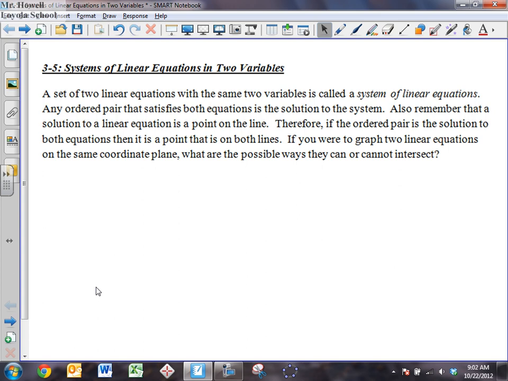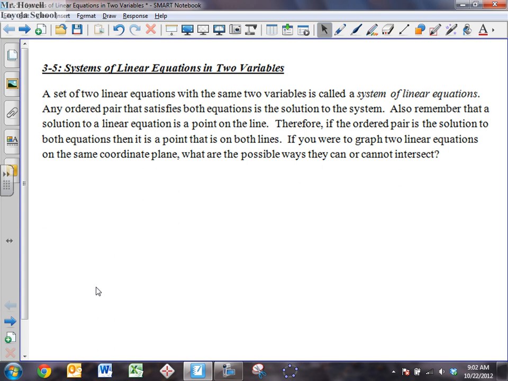All right, so section 3.5 says, first of all, does anyone want to read for us? Nice and loud and clearly, Summer? A set of two linear equations with the same two variables is called a system of linear equations. Any ordered pair that satisfies both equations is the solution to the system. Also remember that a solution to a linear equation is a point on the line. Therefore, if the ordered pair is the solution to both equations, then it is a point that is on both lines. If you were to graph two linear equations on the same coordinate plane, what are the possible ways they can or cannot intersect?